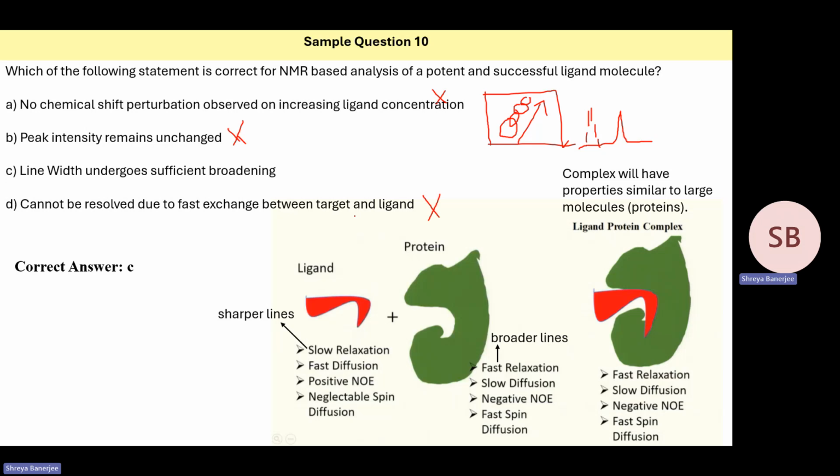Why does this line broadening happen? Ligand is a small molecule, so the relaxation is slow. That will give you sharp lines for the ligand. While the ligand protein complex is a large molecule, so the relaxation is fast, and the ligand protein complex will have broad lines. So when the line width undergoes sufficient broadening, that means the ligand is no longer free, but the ligand protein complex has formed. So if this is observed, that means it's a successful and potent ligand molecule. So the correct answer is C.